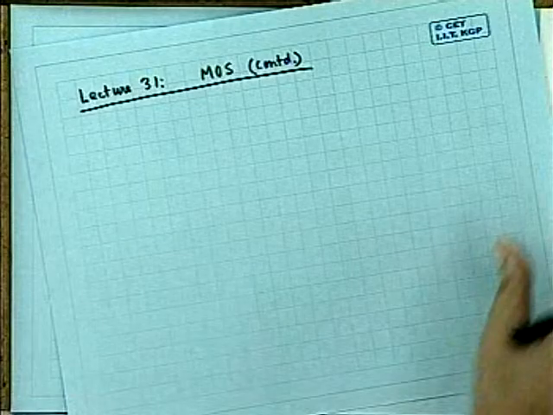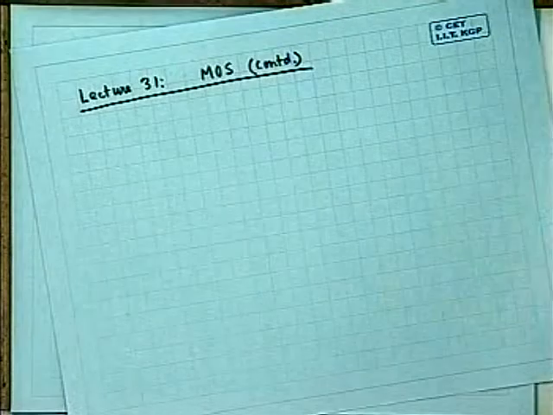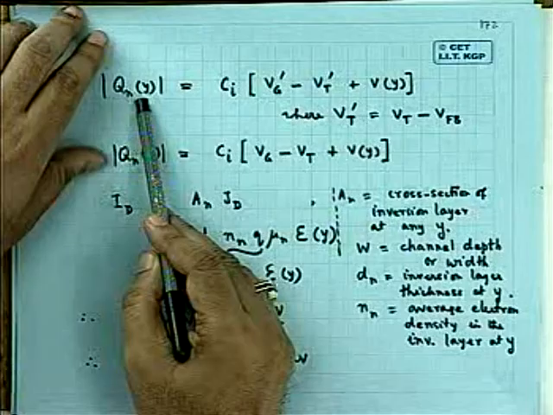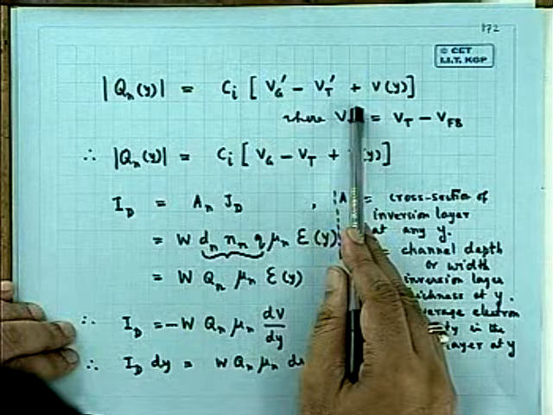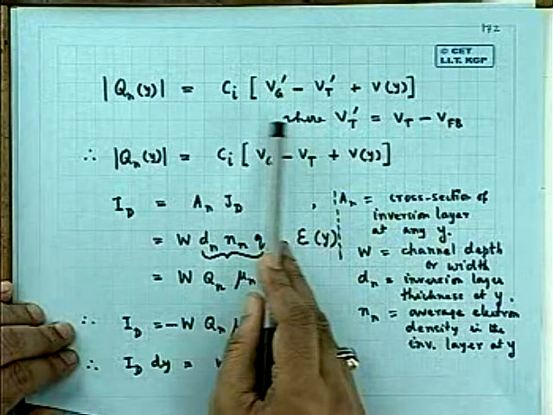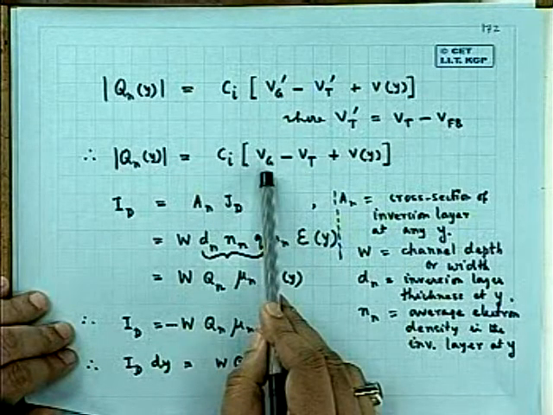And then, ultimately, you remember that from this equation we obtained an equation for Qn as a function of y, the inversion charge density as a function of y, like this, where Vg dashed minus Vt dashed was found to be the same as Vg minus Vt.